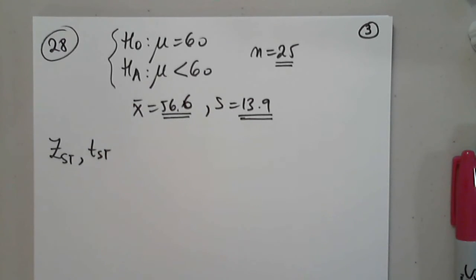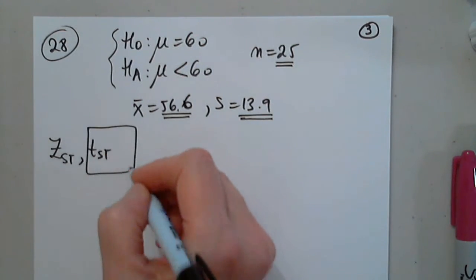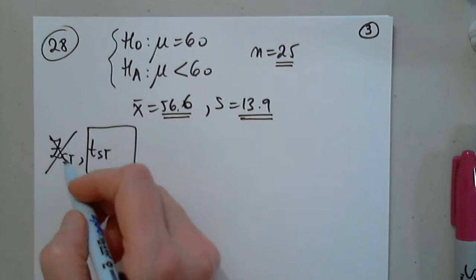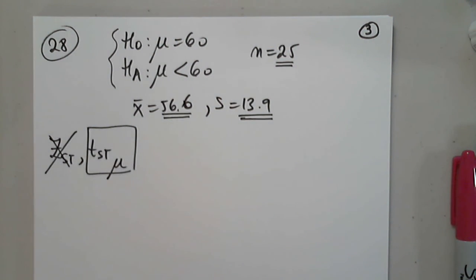This one would be T, of course, because we're not talking about proportions. We're talking about mean. Okay, excellent. So let's enter it. Stats. This time we have to look for the t-test. T-test, which is number 2.